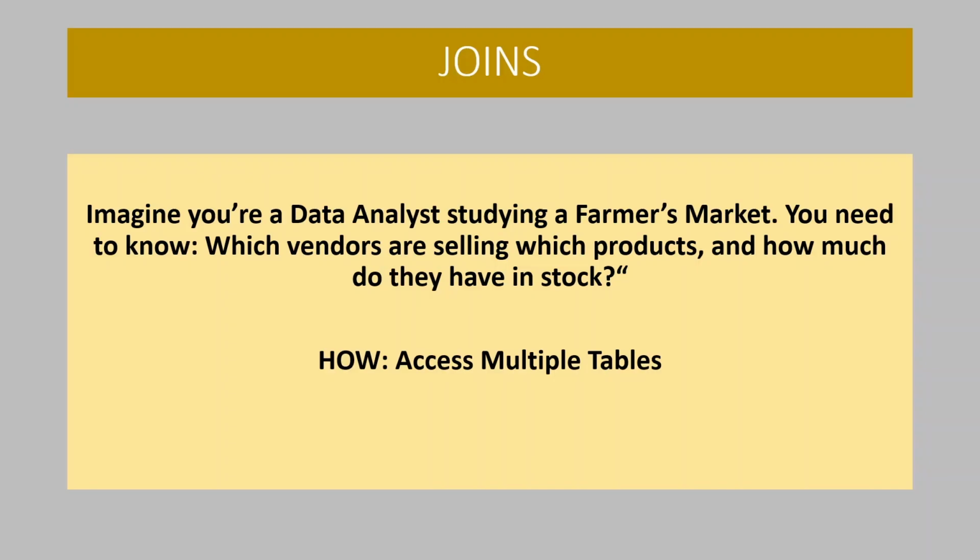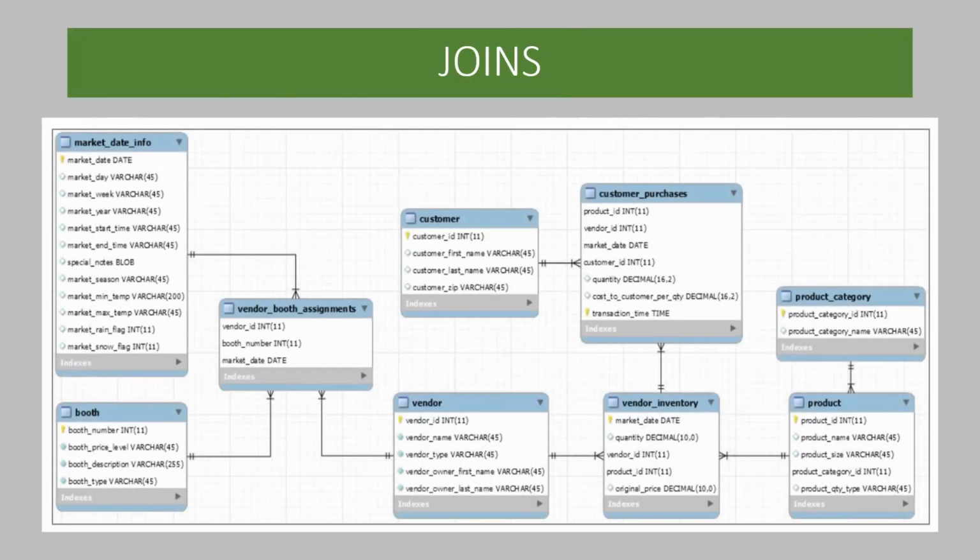So what if we have to retrieve data from multiple tables, and how do you do it? The answer is using joins. That's where SQL joins come in, and the most important thing is the ER diagram of your data set.